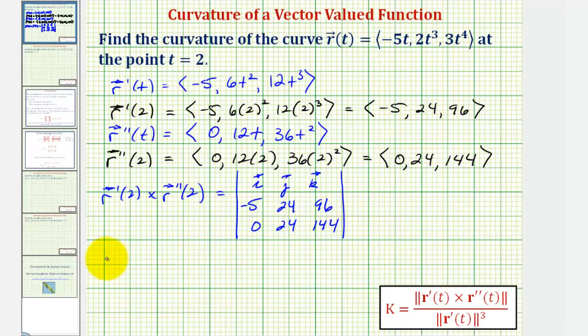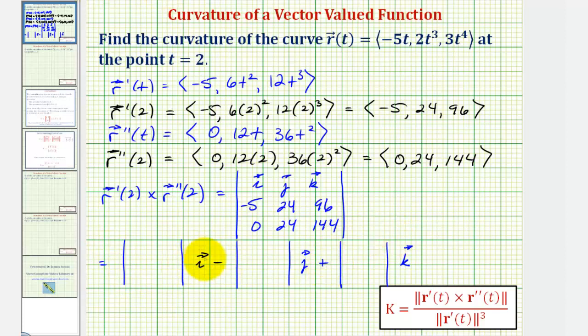And now using expansion by minors, we'll have a 2 by 2 determinant times vector i minus a 2 by 2 determinant times vector j plus a 2 by 2 determinant times vector k. Remember, whenever we set up the expansion by minors method to evaluate a 3 by 3 determinant, and we use this first row, it'll always be a positive, minus, and then plus.